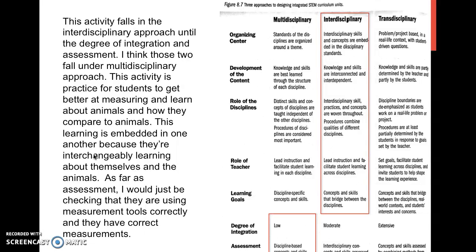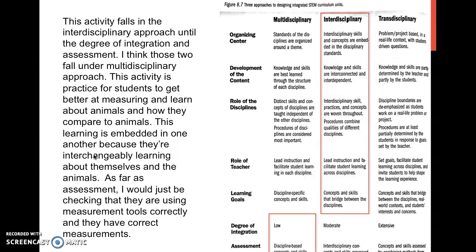This learning is embedded in one another because they're interchangeably learning about themselves and the animals, especially with the use of the website. They're able to plug that data in and pull up charts right in the middle of the animals they fall between.